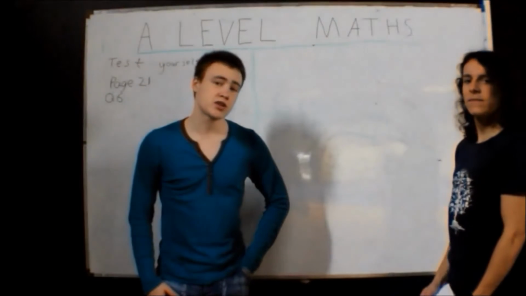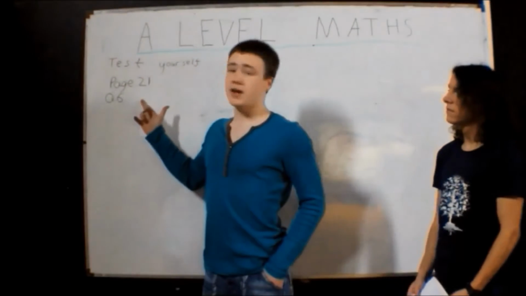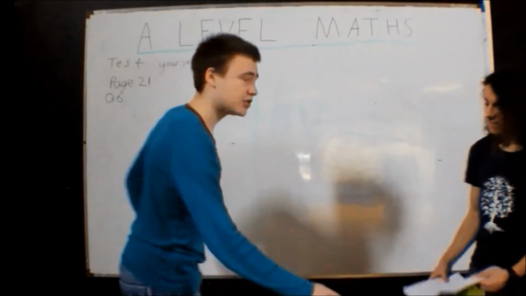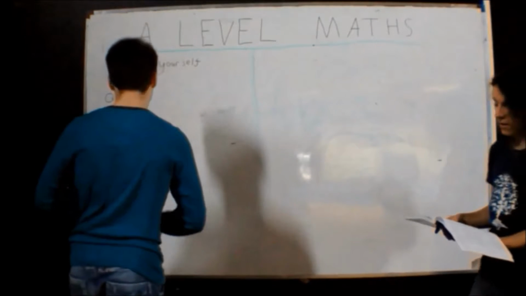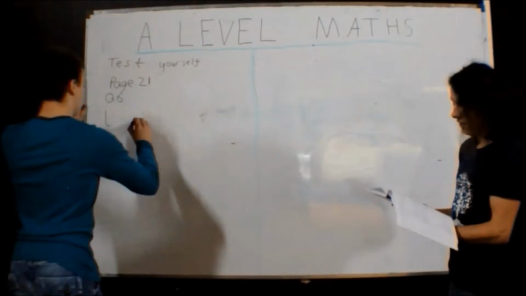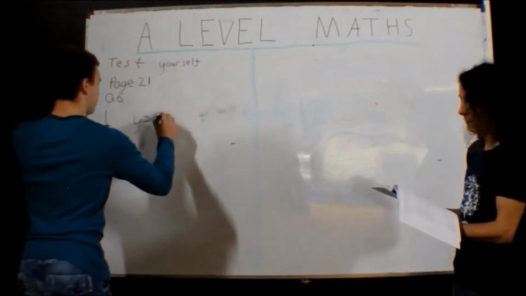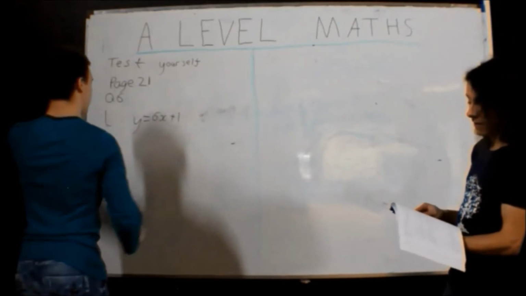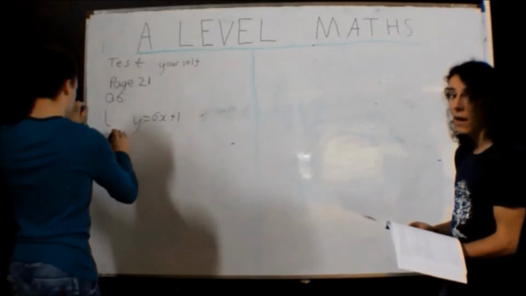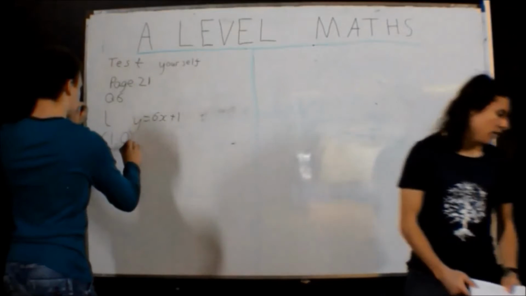Now we're going to run you through a question. Test yourself, page 21, question 6 of that book. Triv, could you read me part A, please? Line L has the equation y equals 6x plus 1. Part A says, give the equation of the line through point 1, 0, parallel to L.